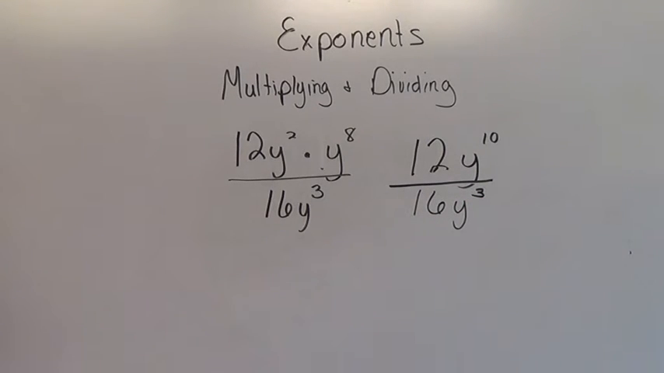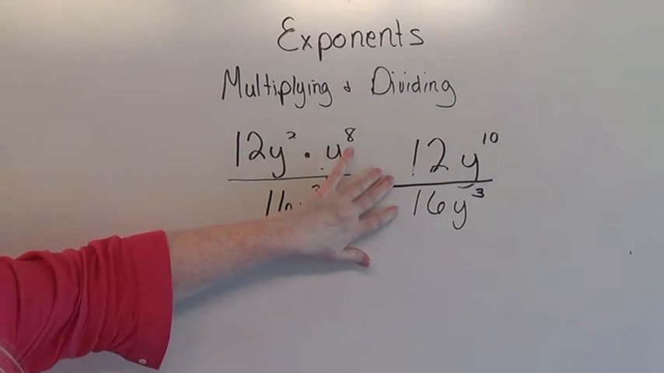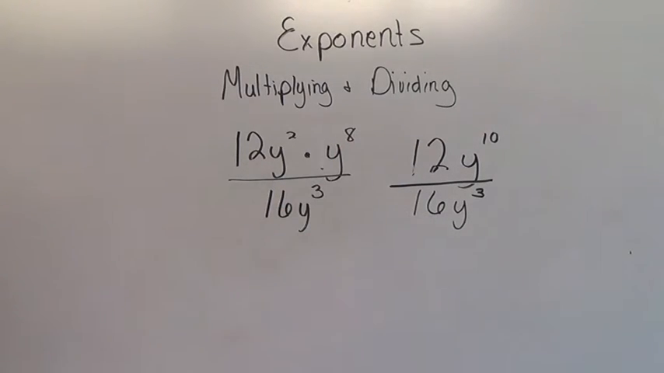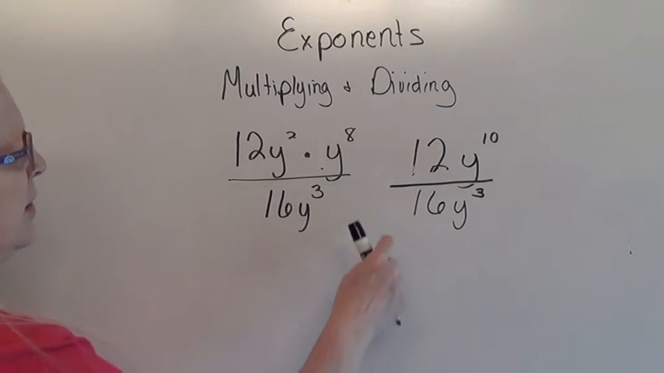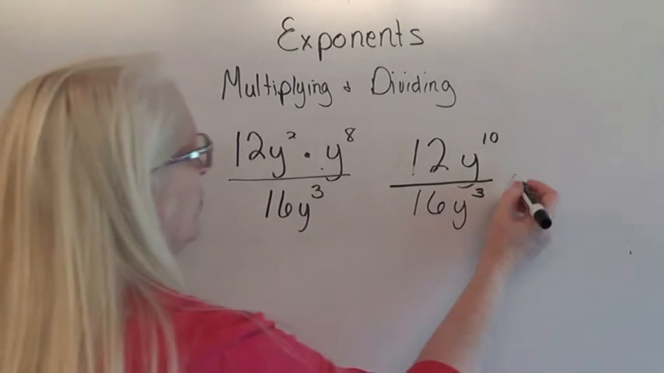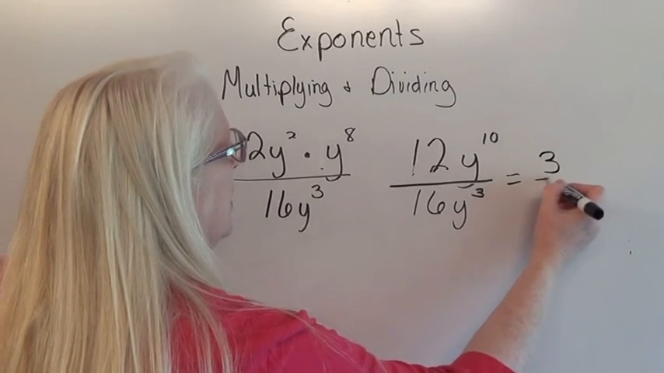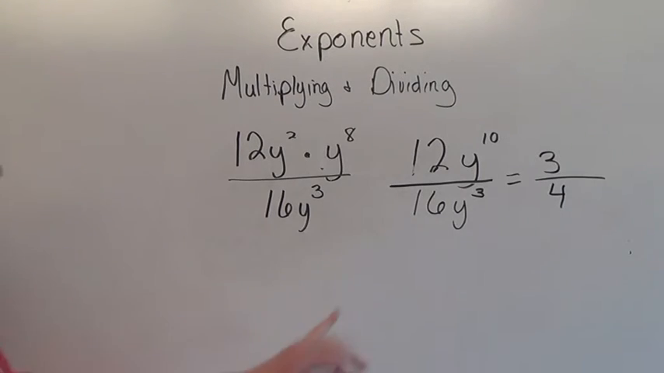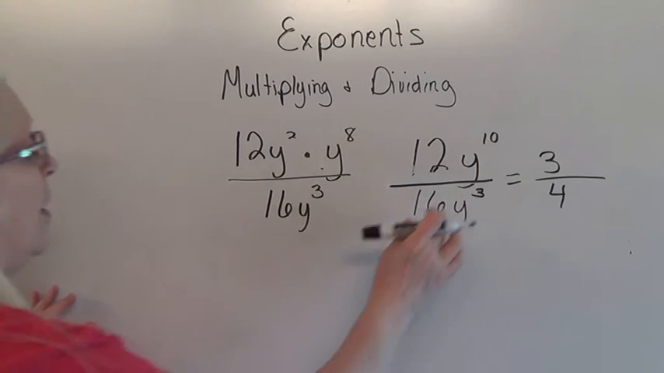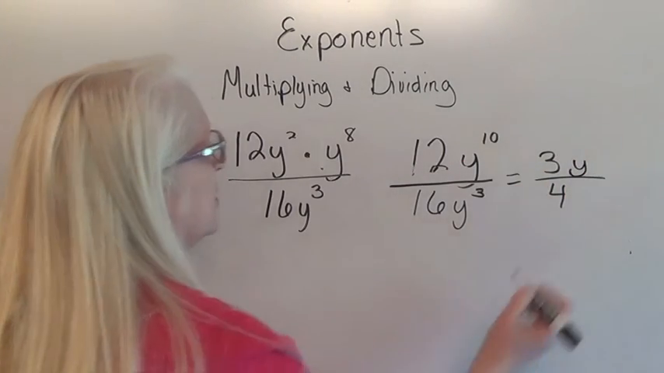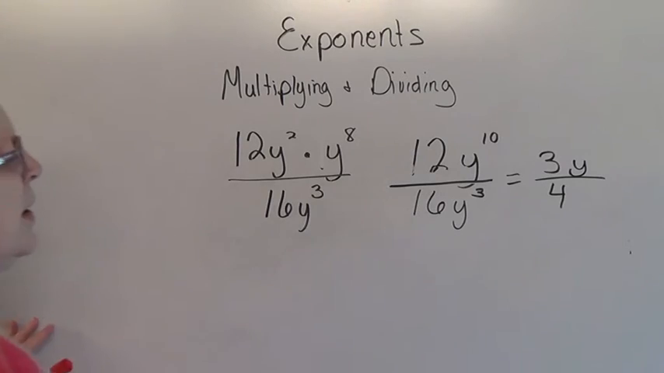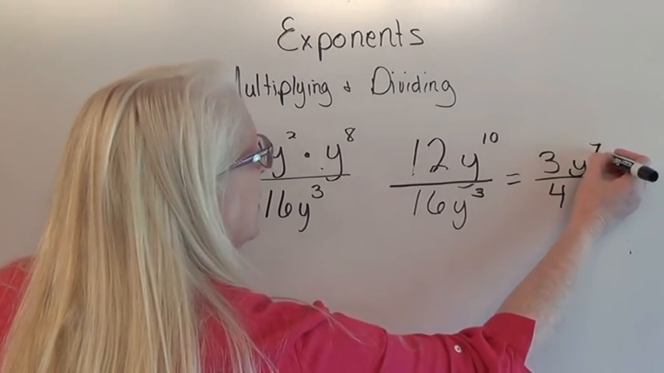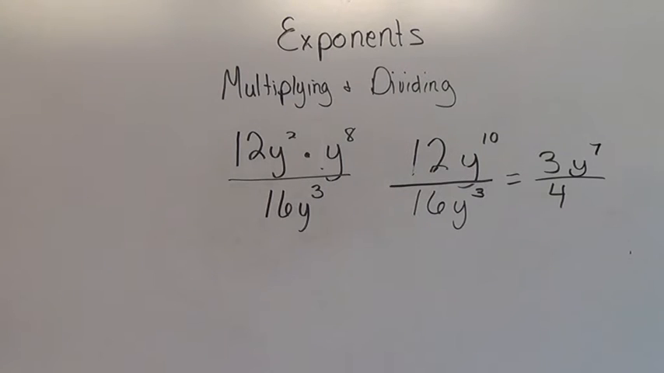Now, we have numbers that are both even and they're divisible by 4. So if I simplify this and I divided the 12 by 4 and the 16 by 4, 12 divided by 4 is 3 and 16 divided by 4 is 4. And now I'm going to look at my y's. They're the same base, so the rule is I subtract the exponents. I have more y's on top, so I know that my y answer is going to remain in the numerator. And 10 minus 3 is 7, and that's the answer to that. Let's take a look at one more problem.